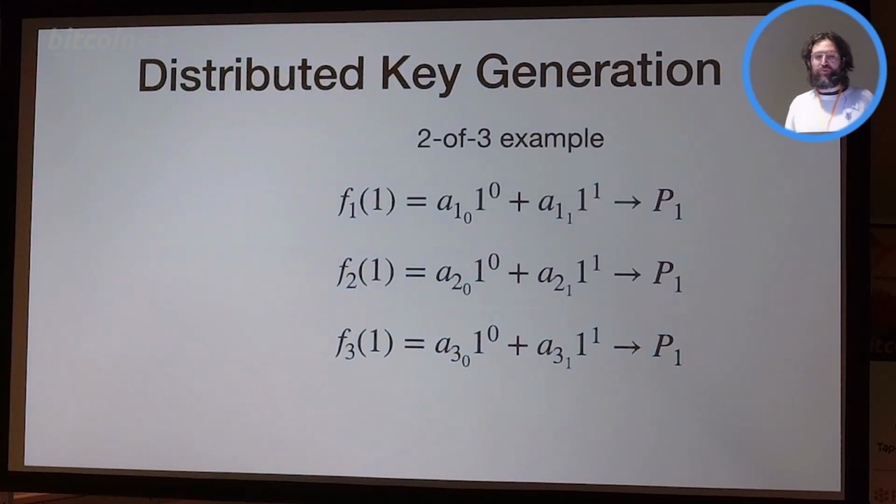So let's look at this from the perspective of participant 1. These are the 3 shares that they received. They got the evaluation of the first participant's polynomial at x equals 1, the evaluation of the second participant's polynomial at x equals 1, and the evaluation of the third participant's polynomial at x equals 1, because participant 1 has an index of 1. So these are all the shares that the first participant will receive.